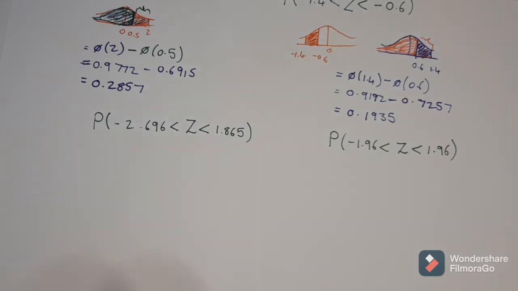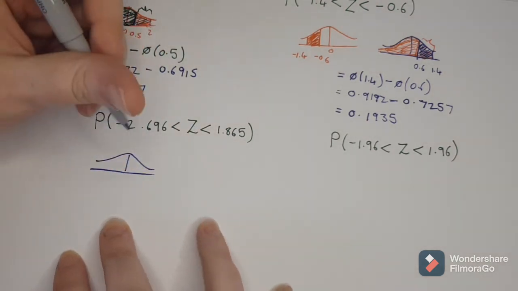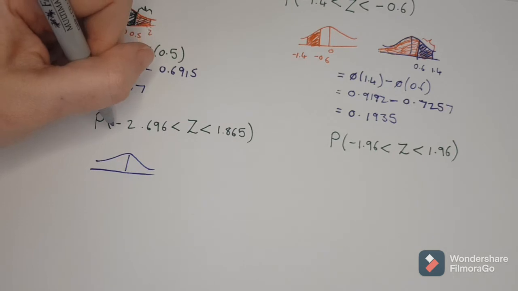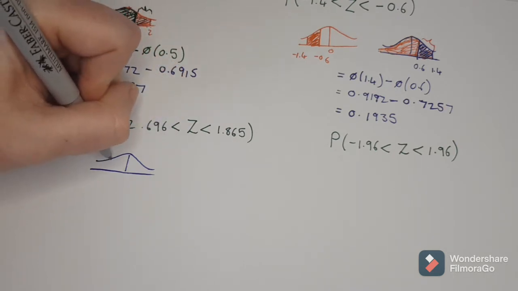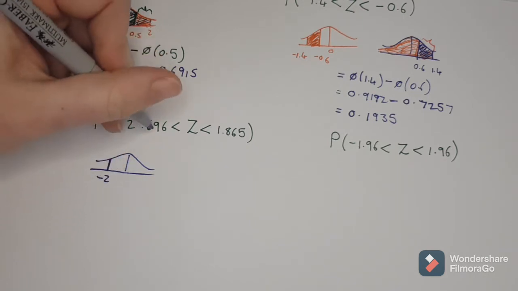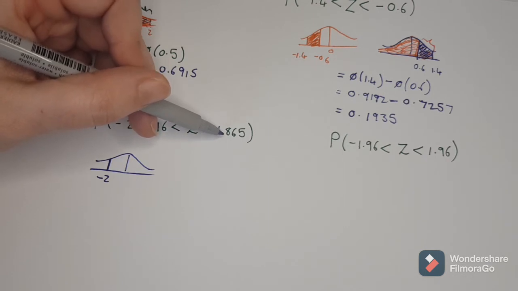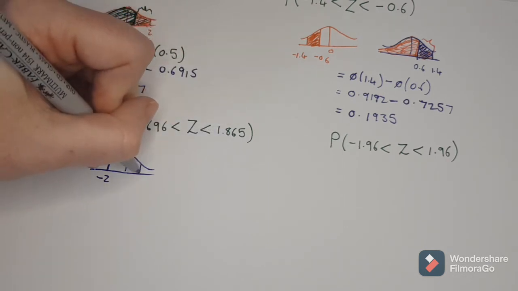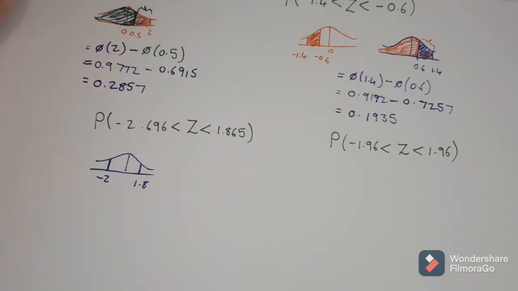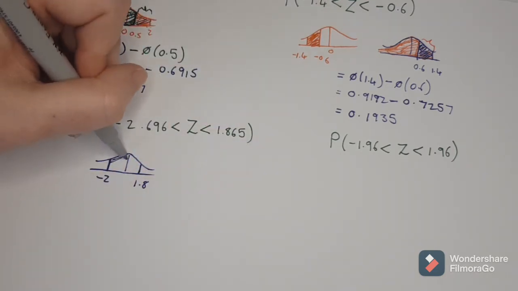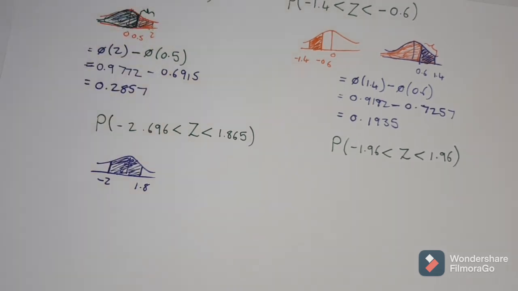Okay, so then if I look at these ones now, I've got one positive and one negative in between. So I want Z greater than negative 2.696. So I'd find my negative 2.696 on this side, but it's got to be less than positive 1.865. Okay, since I want everything greater, I want that. And since I want everything less, I want there. So I want everything in between.